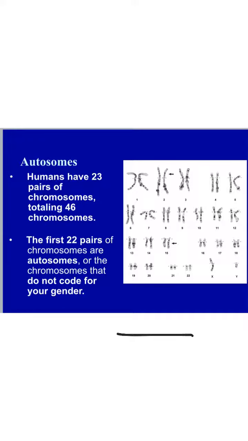So the first 22. Okay, so basically everything up until this point here is going to be autosomal, which means they code for everything except for gender. So they're going to code for things like hair color, height, personality characteristics, eye color, everything that codes for anything except for gender.